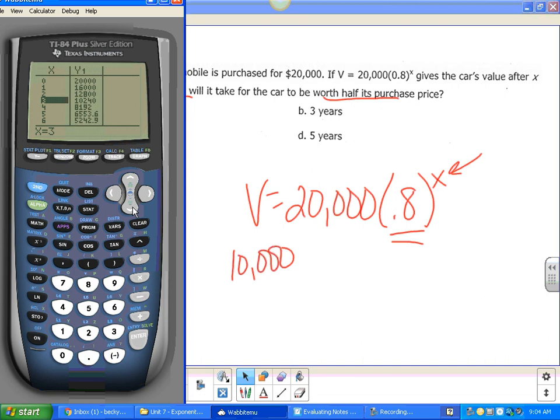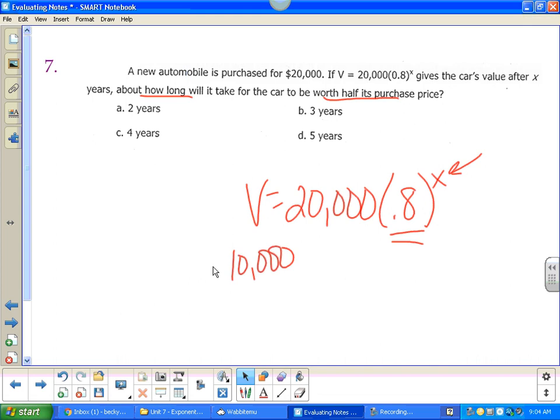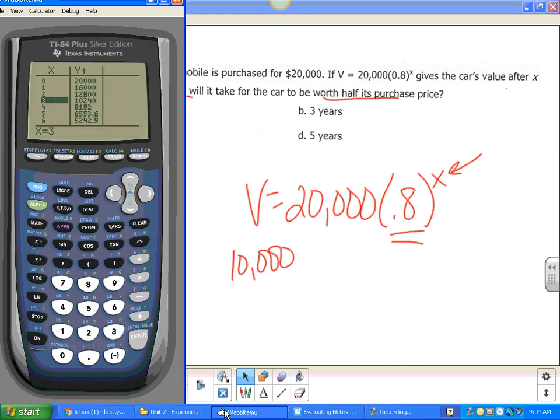What I want to know is, when is the car going to be worth $10,000? You got to really, really watch your zeros here. So for $10,000, it looks like I'm sitting at about 3, because if I go 4 years, it's going to be 8,000. So multiple choice, my choices are 2, 3, 4, and 5. Well, 2, it's almost 13,000. That's too much. 3, it's just a little bit over 10,000, so I'm going to go with that one.